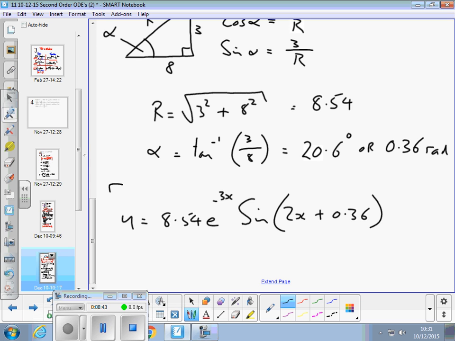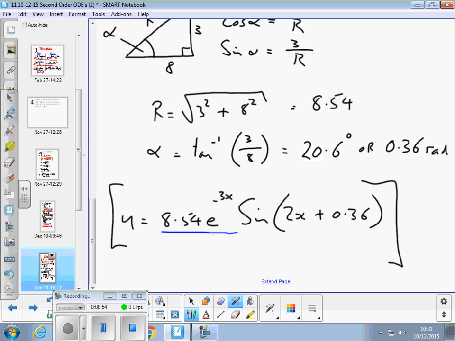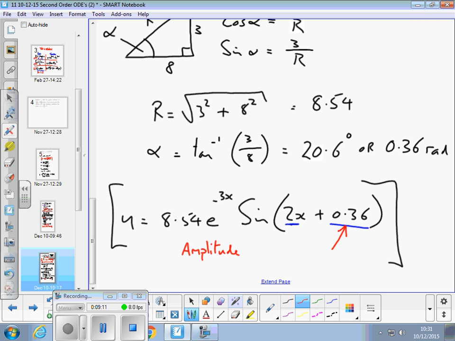And that would be a more familiar form for the particular solution, because we now have an amplitude 8.54 e to the minus 3x. That would be our amplitude, and a particular angular velocity 2 and a phase angle. Sorry, this 0.36 would be the phase. So a much more familiar form to see the solution. And if we plot that, we'll see what the thing looks like.